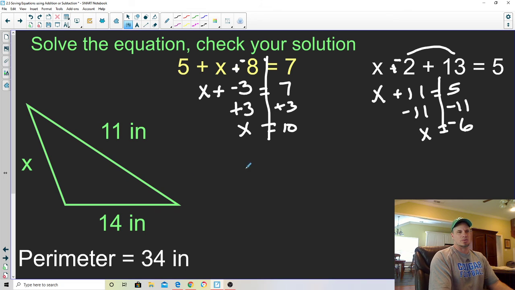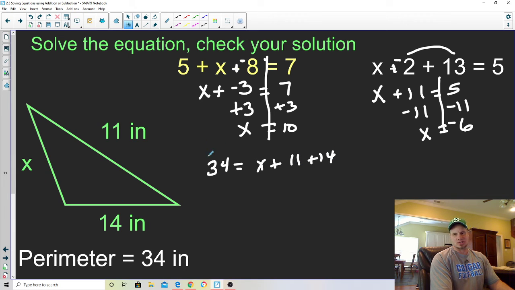Okay, let's look at this last one. Basically, this is the same as the last two problems we're doing. It's just with a shape. So if the perimeter equals 34, that's the total. I'm going to make an equation because we're going to solve it. Then to get the perimeter, you add all the sides. So it's x plus 11 plus 14. We're trying to find the missing side length.